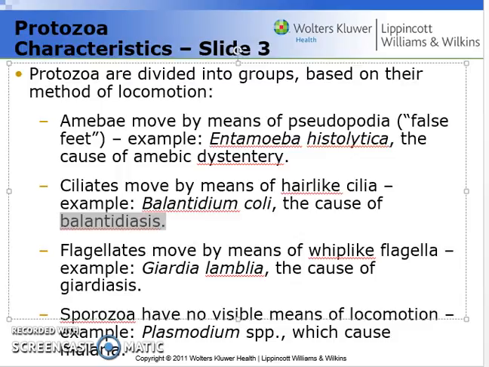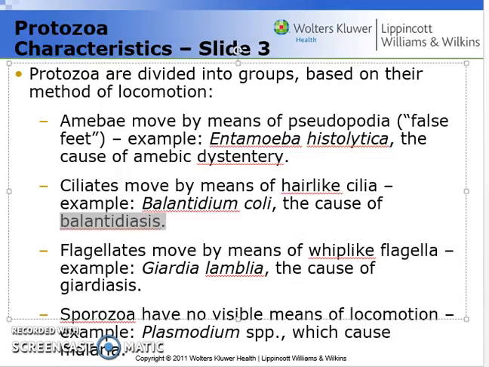The next group of protozoans have been classified as the flagellates, and these, obviously, as the name implies, they're going to have a flagella that helps propel them. Giardia lamblia is the cause of giardiasis, and giardiasis, if you don't know, is basically a diarrheal disease that many people can get from drinking contaminated water.